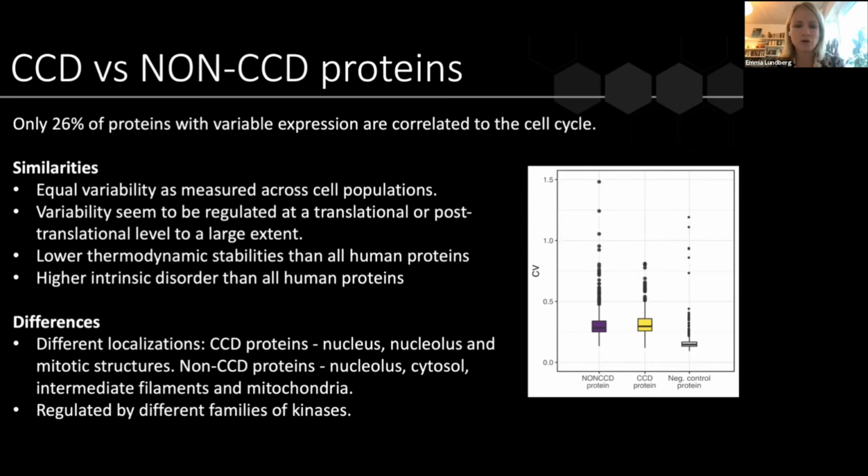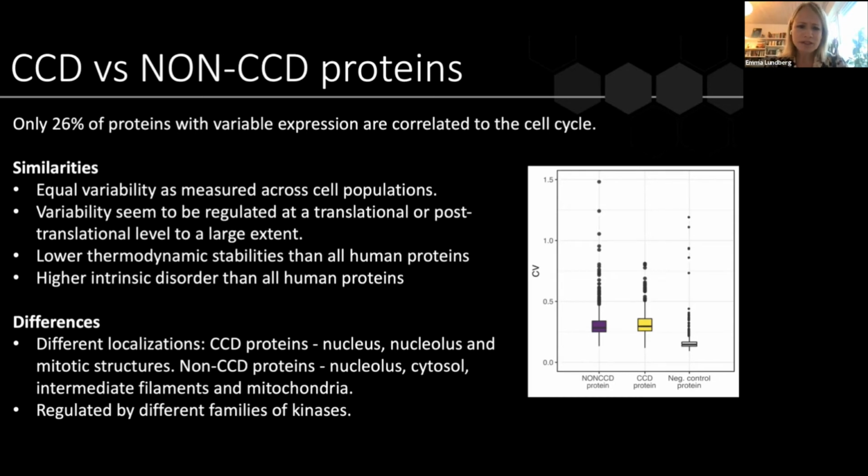So it's clearly strong biological fluctuations. We can also see that the variability for both cell cycle dependent and non-cell cycle dependent seems to mainly be regulated at a translational or post-translational level. We also see that these proteins have lower thermodynamic stabilities than the rest of the human proteome, and that they have higher intrinsic disorder than the rest of the human proteome. So they seem to have some kind of properties that makes them interesting, in my opinion.